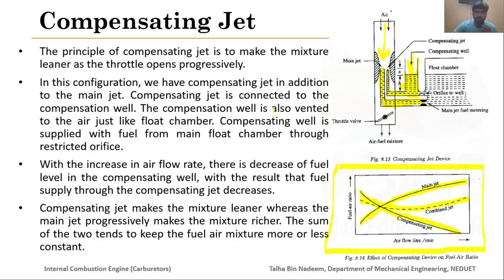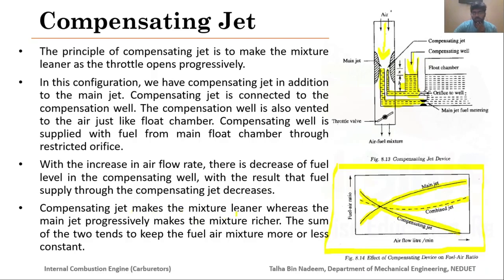The compensating valve is supplied with fuel from the main float chamber through a restricted valve. I have already explained this part. With the increase in airflow rate, there is a decrease in fuel level in the compensating valve, with the result that fuel supply through the compensating jet decreases. I have also mentioned that when the air starts coming, the major portion of the fuel comes from the compensating jet, but as the flow progresses, the contribution from the main jet increases, whereas the contribution from the compensating jet decreases.